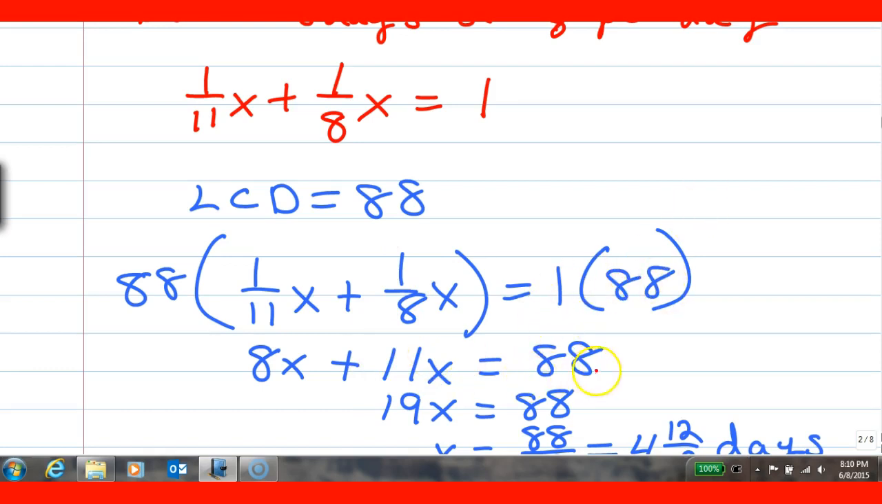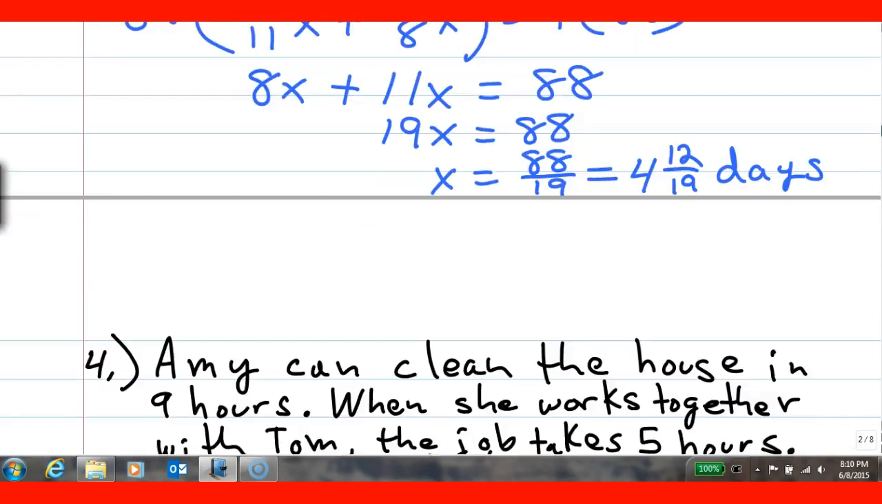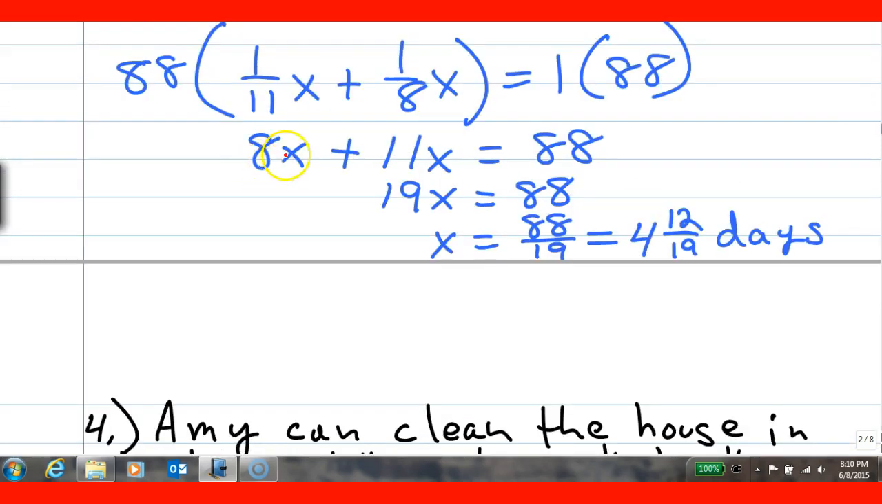And then an 88 times 1 to the right side. Let's combine those like terms. So an 8 plus an 11, I get a 19x equals 88. Now I divide that 19 out on both sides so that I end up with x is equal to 88 over 19. I look to see if I can reduce the fraction down. I can't reduce it any, but I can turn it into a mixed number. So I divide 19 into 88. It's going to go 4 times with a remainder of 12. And I take that 12 and put it over the original divisor. So I end up with 4 and 12/19 days.